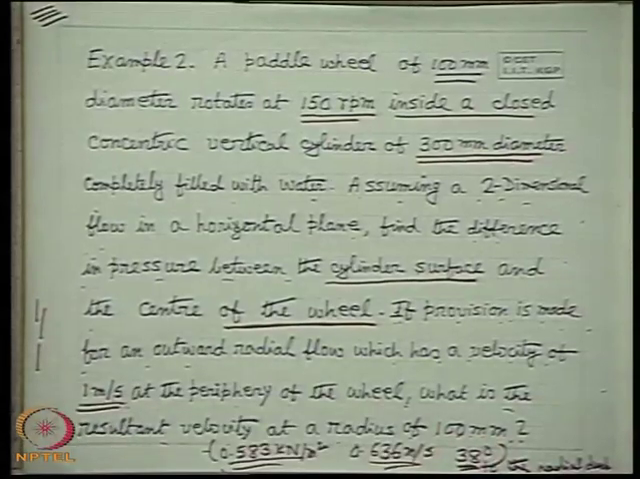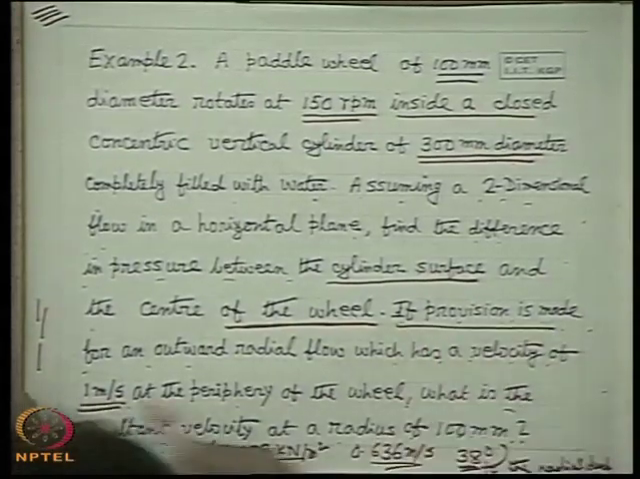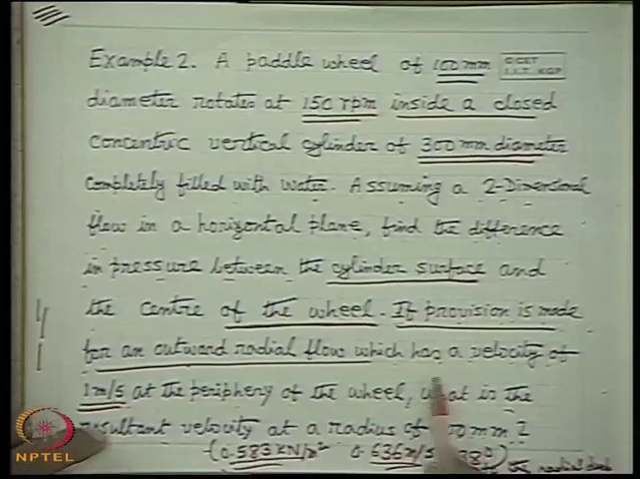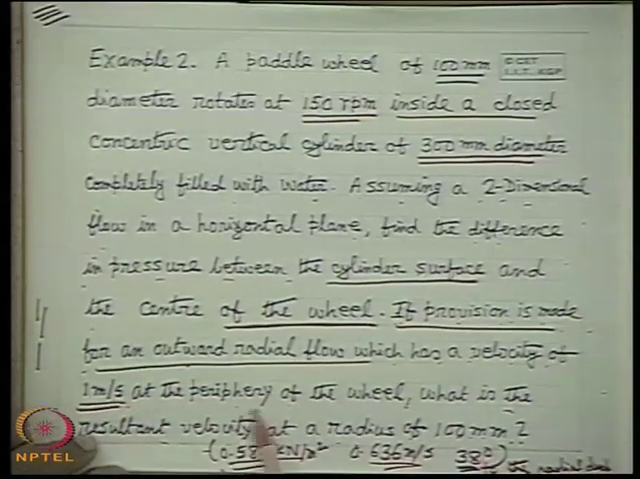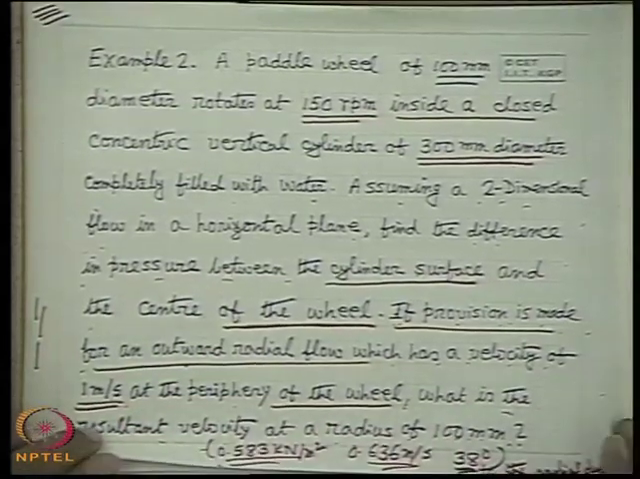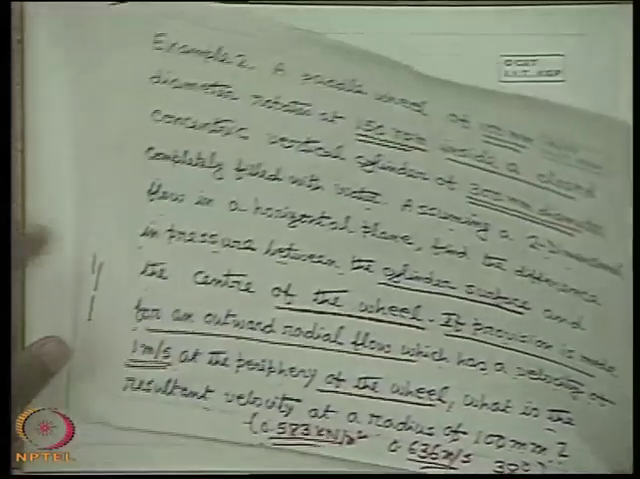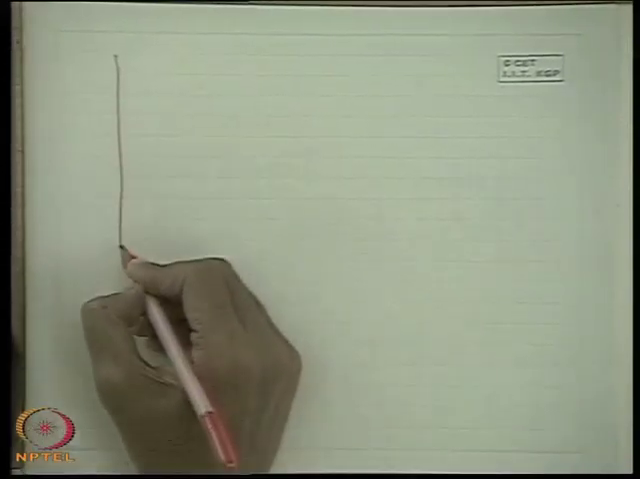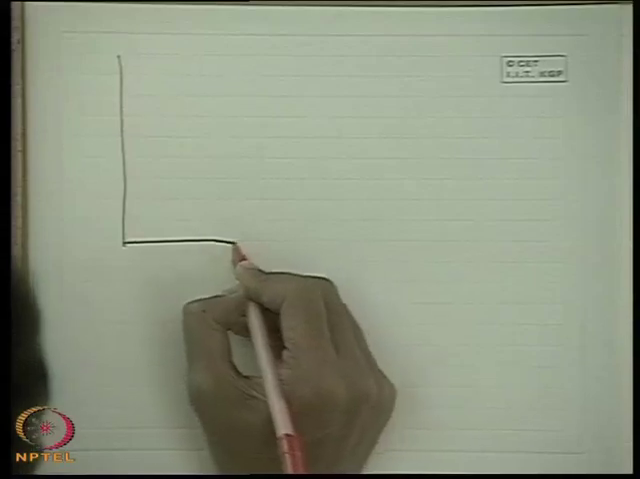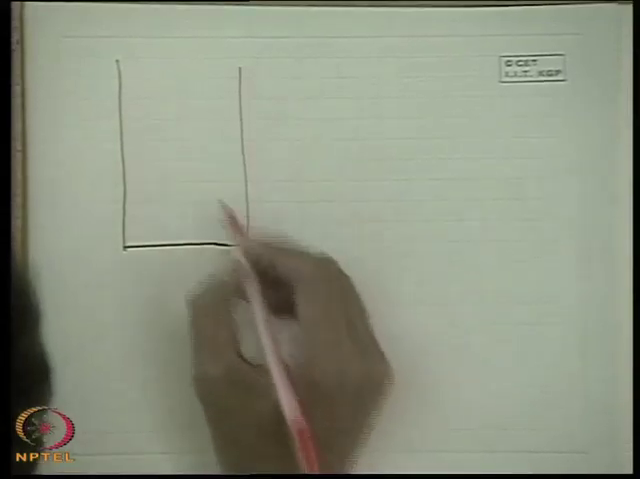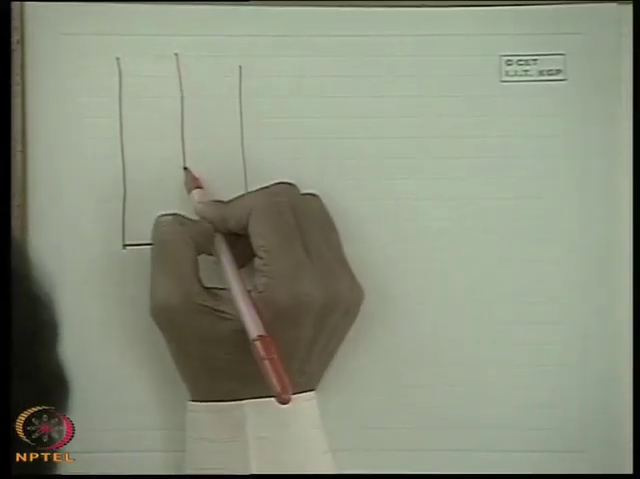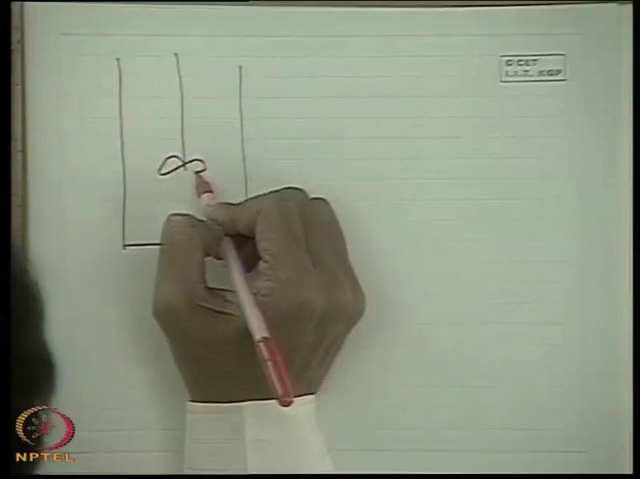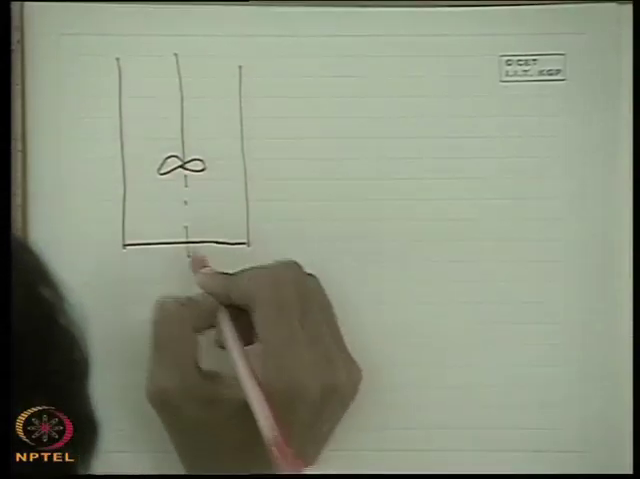So, the last part we could not complete. This is the question. The first part we did was very simple. If we recall, this is the cylinder and this is the paddle wheel, and this is the axis.